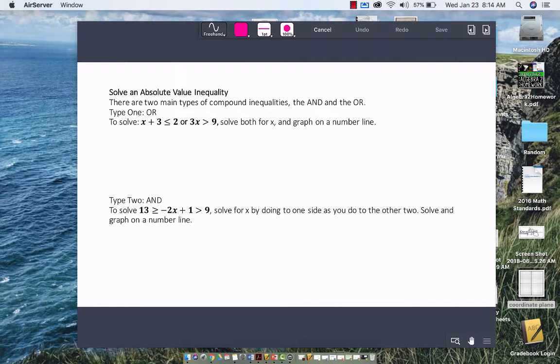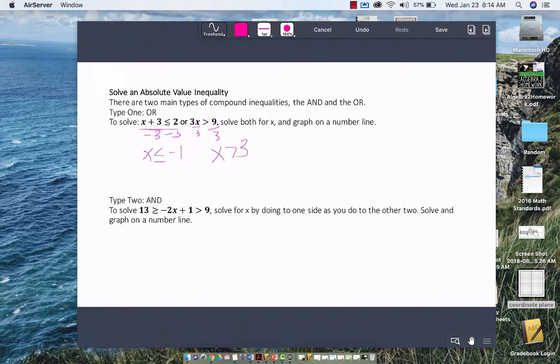So the first type is our or inequality. And to do these, you're just going to solve them both separately. So here I have one function that is x plus 3 is less than or equal to 2. So I would just subtract 3 from both sides there, and I get x is less than or equal to negative 1. And then I have the other one here where I'm just going to divide both sides by 3, and I also have x is greater than 3.